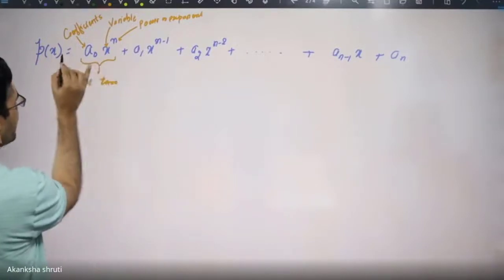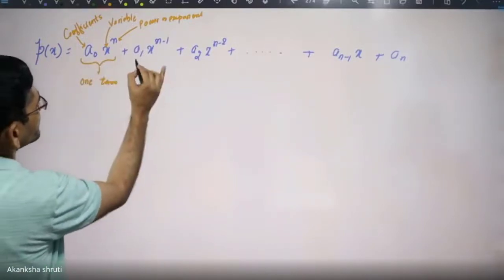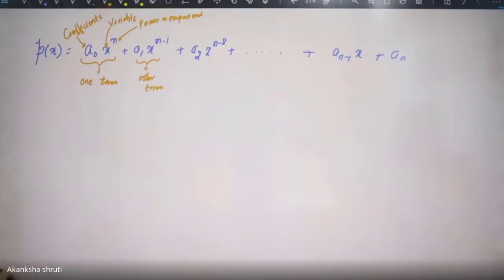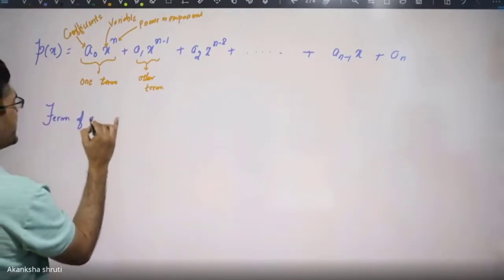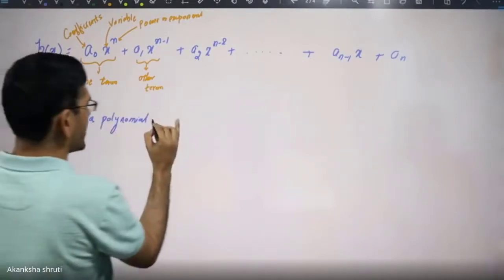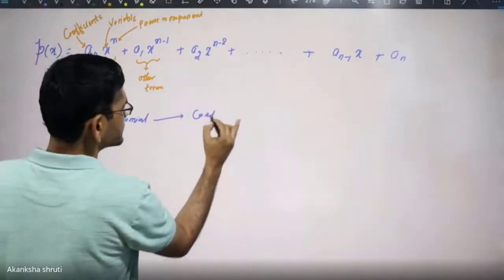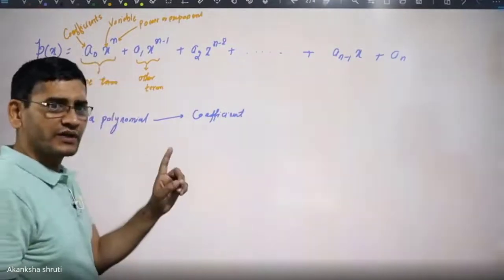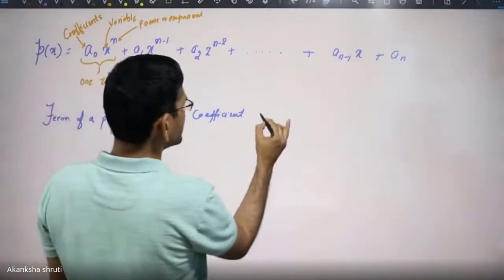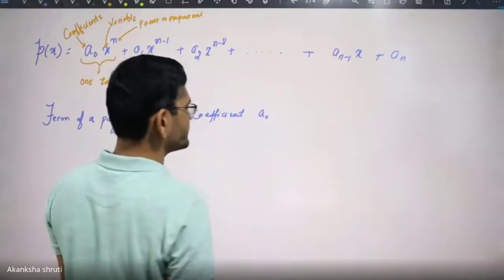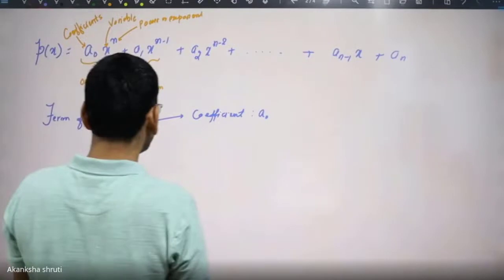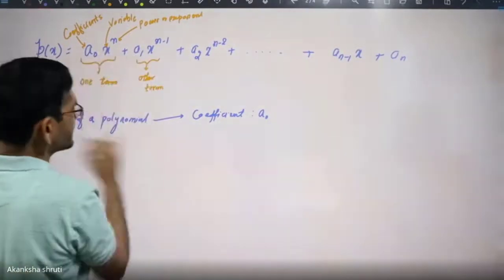Or here, if I am counting from here, it is the first term, it is the other term. So this is the meaning of term. So student, if we consider a term of a polynomial, then in this term it has its coefficient, whatever the number that comes in multiple, that is here a0 for the first term. If I am considering the second term, it will be a1.